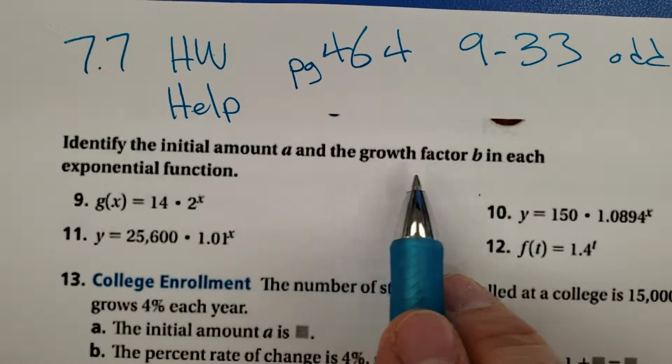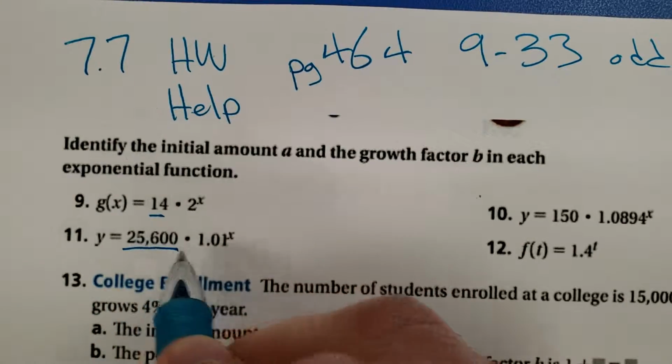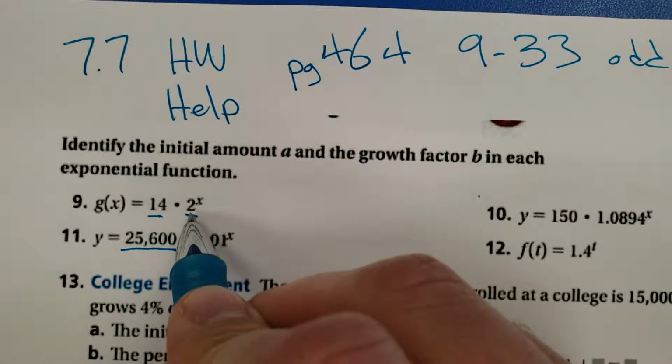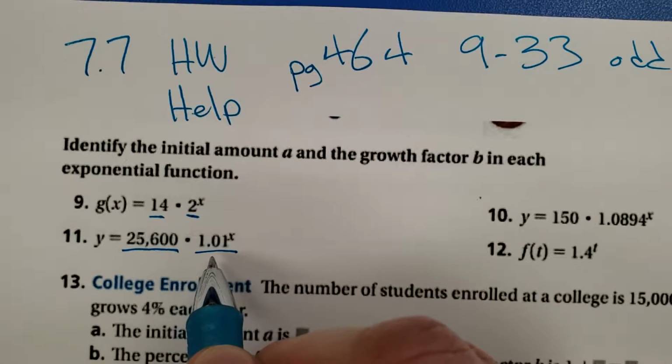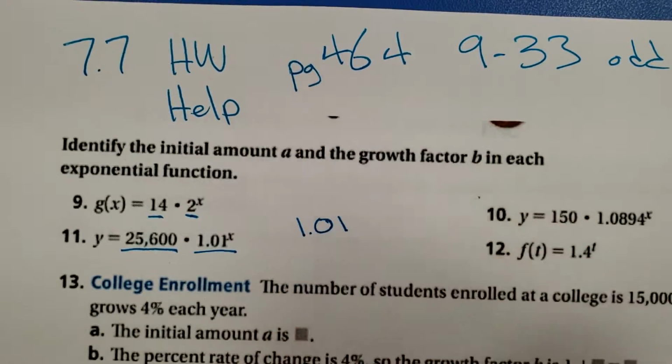Identify the initial amount and the growth factor. 14 initial amount, 25,600 initial amount. Growth factor, looks like that's doubling. Looks like this is growing by 1%. Remember, a growth of 1% would be 1.01 as a decimal.